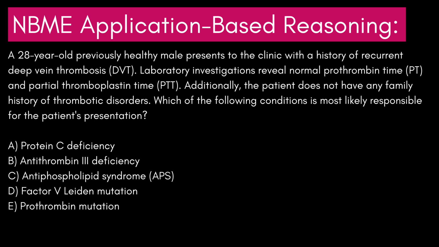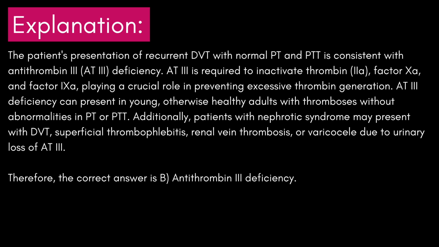Otherwise, moving on now. The patient's presentation of recurrent DVT with normal PT and PTT is consistent with antithrombin 3, AT3 deficiency. AT3 is required to inactivate thrombin, 2A, factor 10A, and factor 9A, playing a crucial role in preventing excessive thrombin generation. AT3 deficiency can present in young, otherwise healthy adults with thrombosis without abnormalities in PT or PTT.